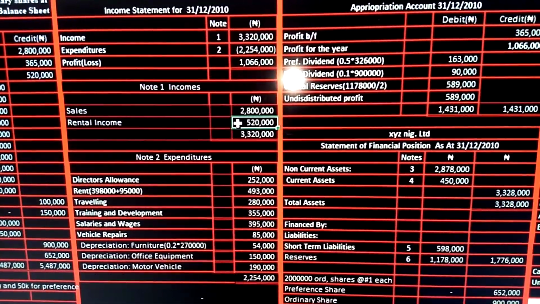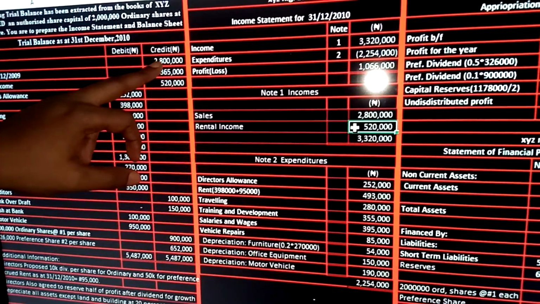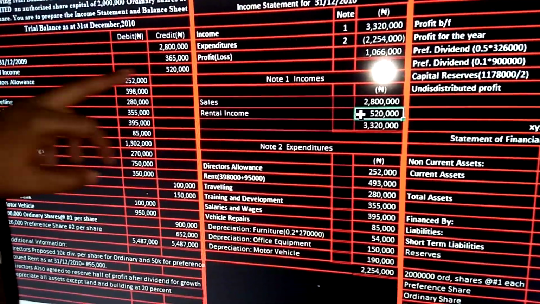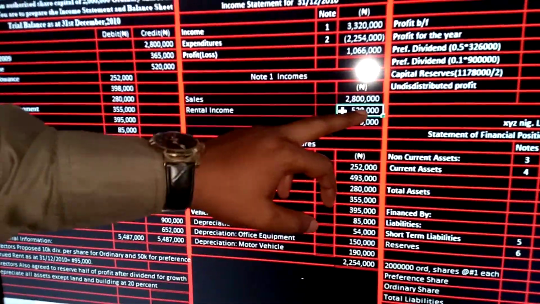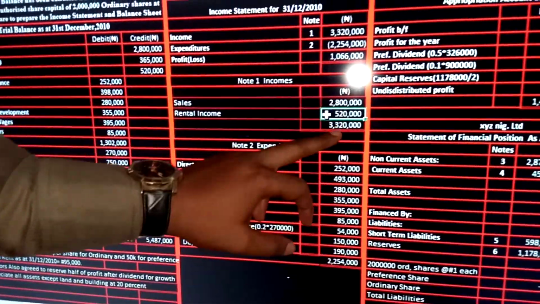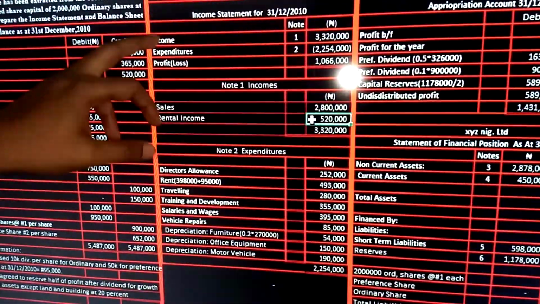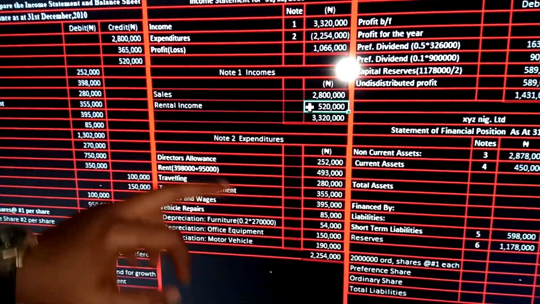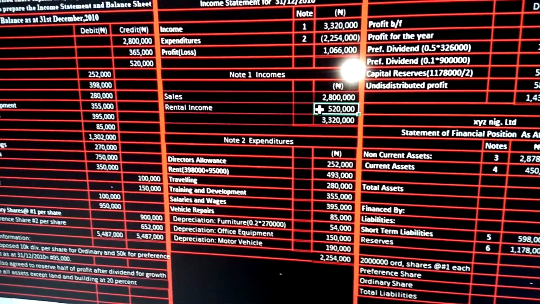We have sales, 2,800,000. Then we have rental income, 520,000. When you add 2,800,000 plus 520,000, you have 3,320,000. That's what you have here as your income. So what are your expenditures? Note 2. These are your expenditures. So let's go. What are they?